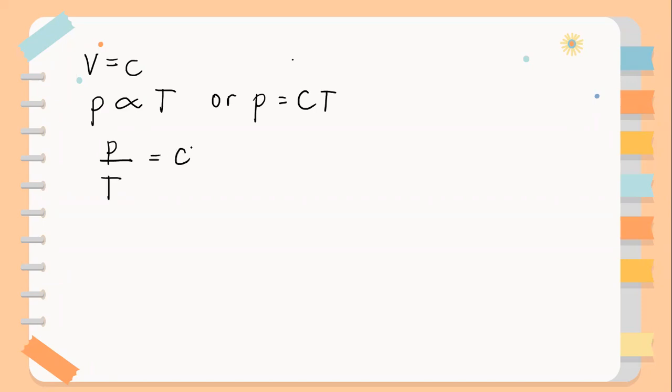Number 2, under Charles' law, if the volume of the particular quantity of the gas is constant, then your P, which is the absolute pressure, is directly proportional to the absolute temperature. Or you have P is equal to CT, a constant times T, or absolute pressure over absolute temperature is equal to a constant, or P1 over T1 is equal to P2 over T2. Remember, again, the pressure is absolute, the temperature is also absolute.